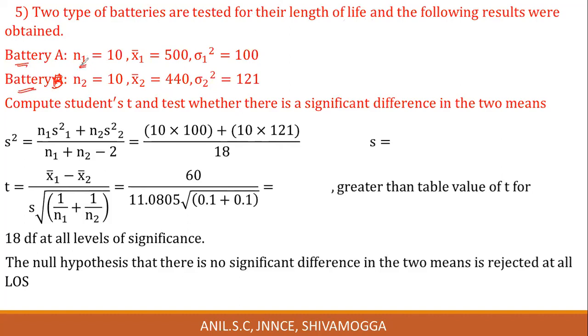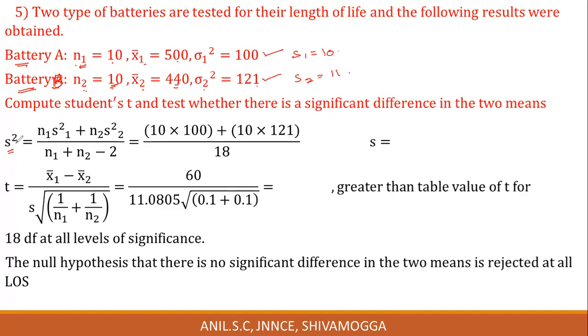In this group, there are 10 elements. N1 is equal to 10, its mean is 500, and sigma 1 square is equal to 100. Similarly, for the second group, there are 10 elements. Therefore, N2 is equal to 10, its mean is equal to 440, and sigma 2 square is equal to 121. So what is S1 here? S1 is equal to square root of 100, that is 10. And S2 is equal to square root of 121, that is 11.